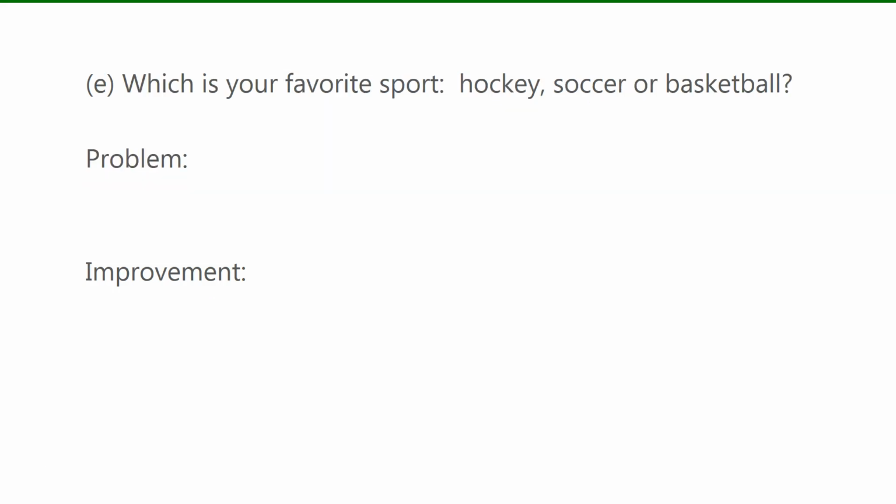Now for the last one, it says, which is your favorite sport? Hockey, soccer, or basketball? Well, the issue here is related to the use of language. When you give participants limited choices like this, just 3 choices, then you're leading your participants to just a certain answer, choosing only one of those when there are many different sports out there.